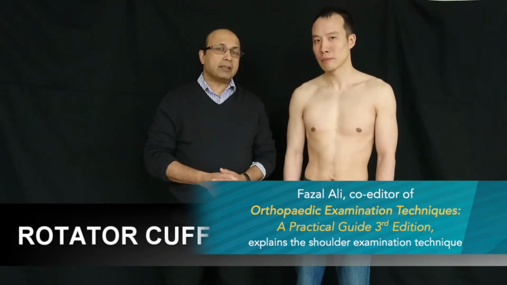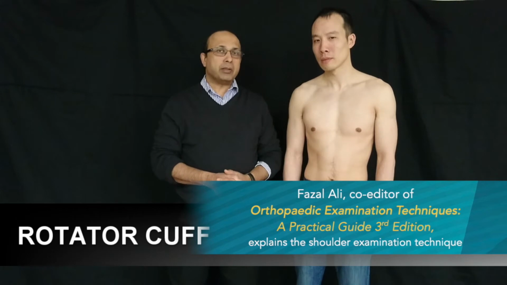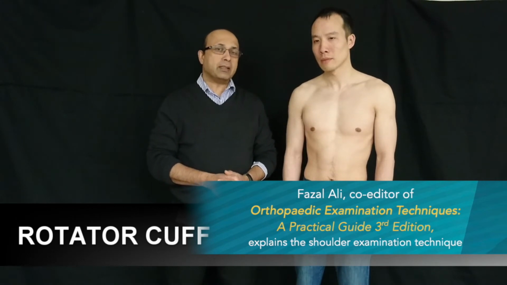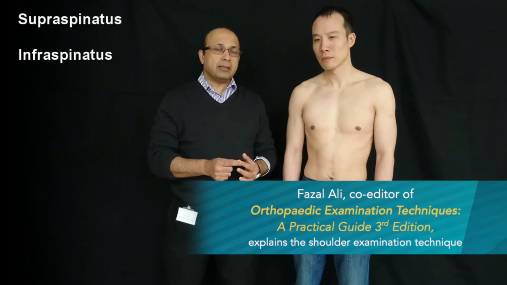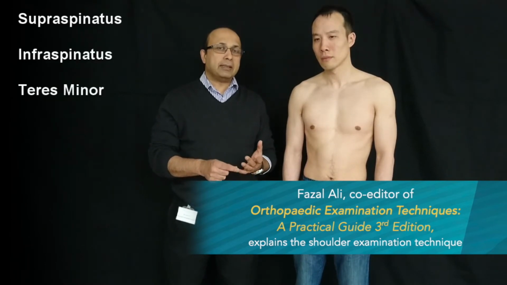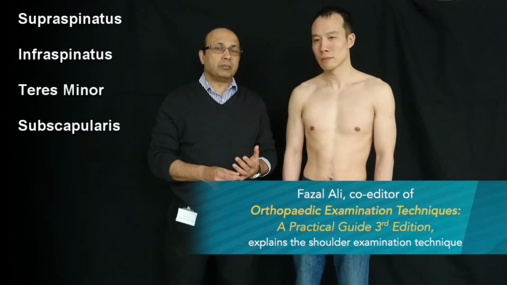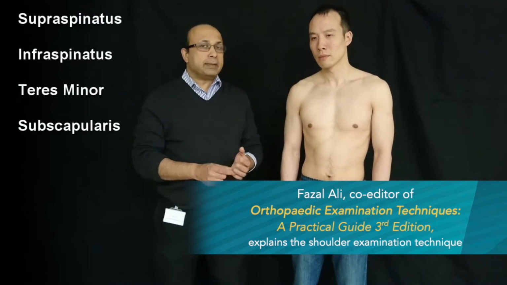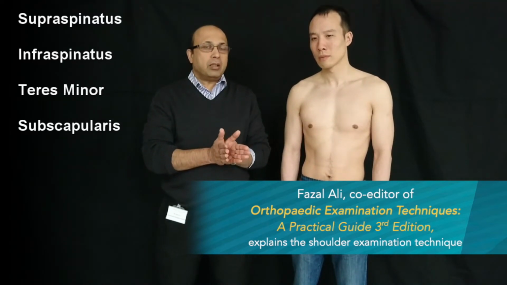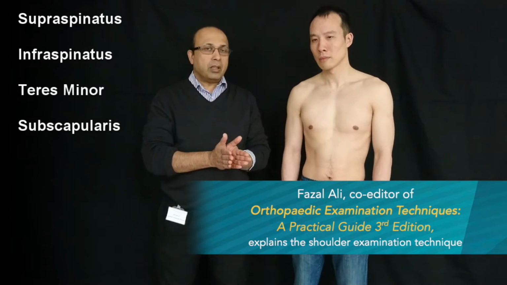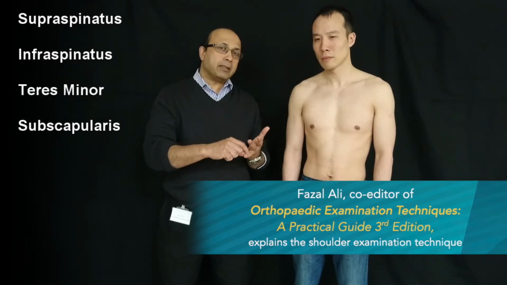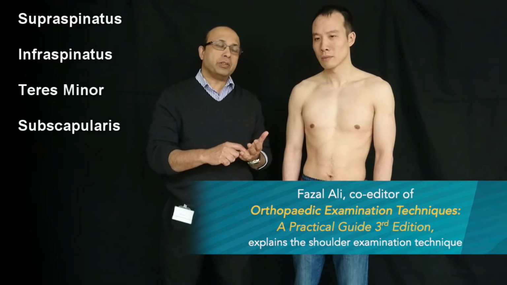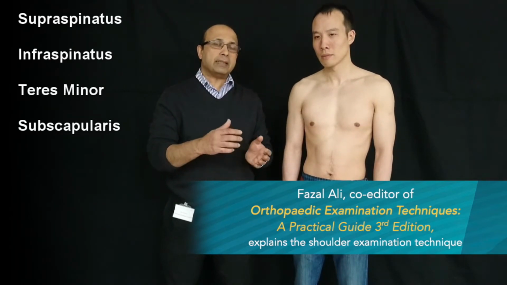To assess the muscles of the rotator cuff, you have to remember that there are four muscles of the rotator cuff. They are supraspinatus, infraspinatus, teres minor, and subscapularis. We will test each of them separately. However, infraspinatus and teres minor are both external rotators of the shoulder and can be tested together.